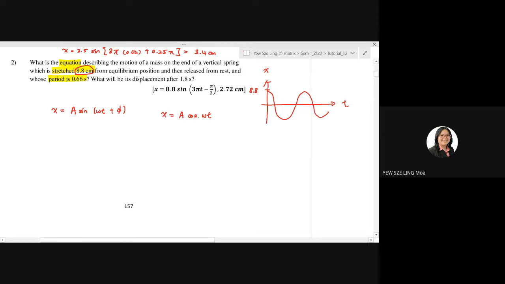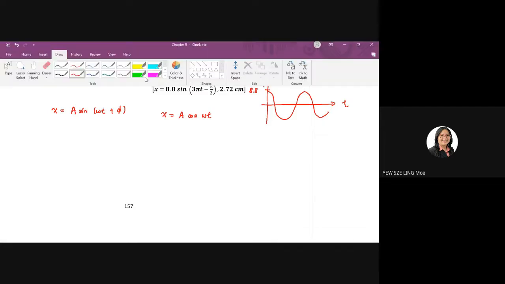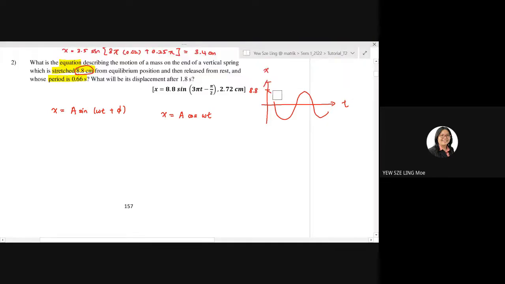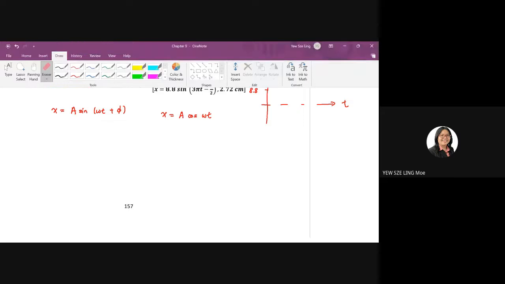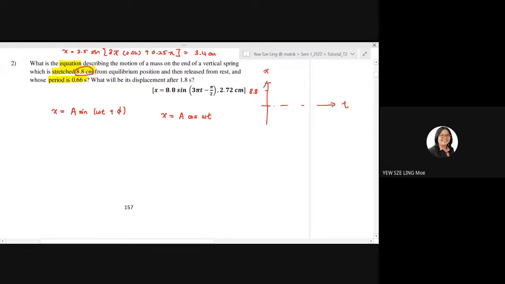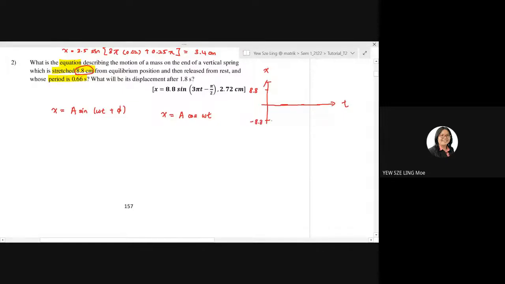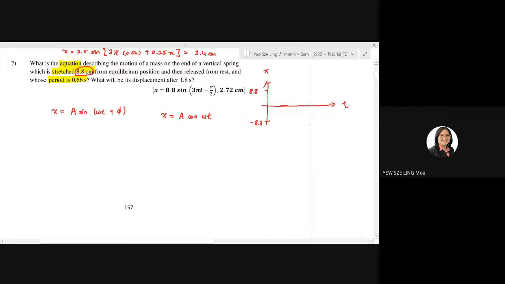So what are we going to do now? If you look at this question, oh wow, wait, there's a mistake in my graph. It says you stretch the vertical spring. If you stretch the vertical spring, then you won't be able to start from positive maximum. It should be negative 8.8. All right, so the graph would be like this.